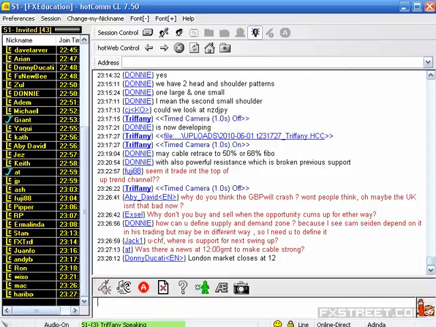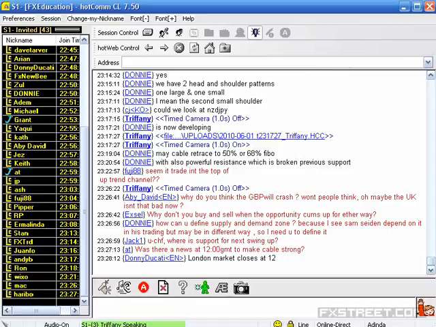Excel asks, why don't you buy and sell when the opportunity comes up for either way? In normal trading conditions, I love playing both directions, Excel. I have no problem doing that. But these aren't normal conditions in my mind. I think we're seeing another swing of risk enter the marketplace, and so I want to be aware of that.